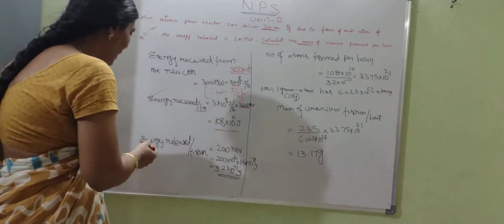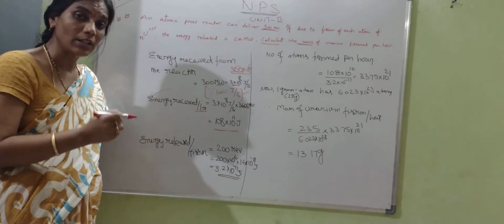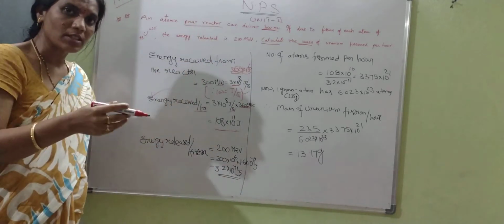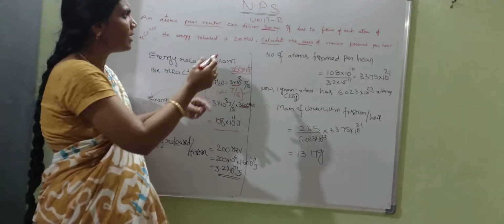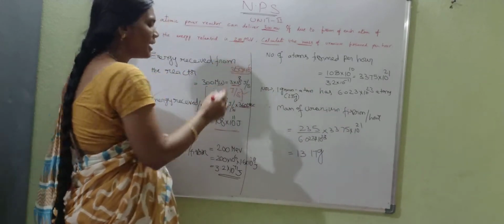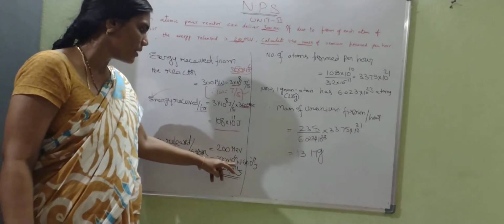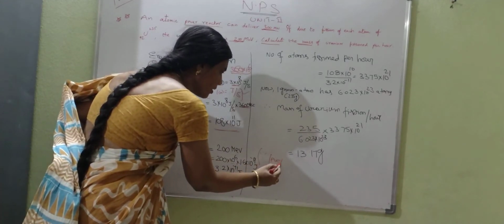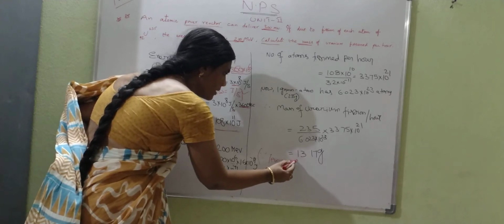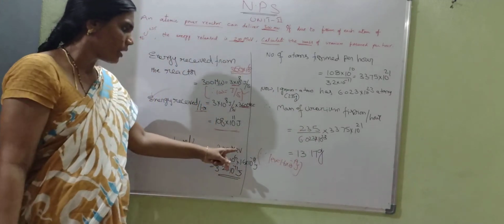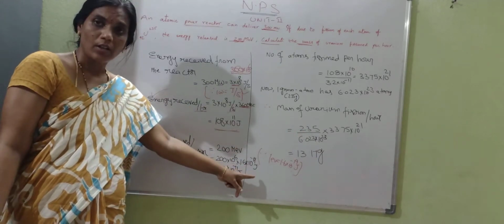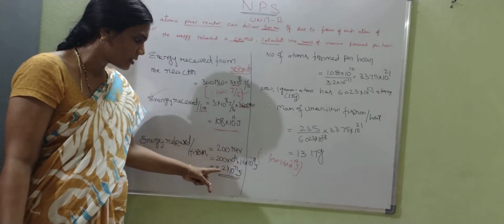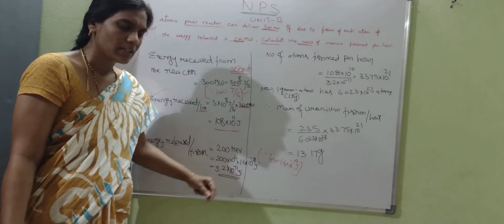Now, energy released for fission. During the fission process in the reactor, how much energy is released? Already given, that is 200 million electron volts. 200 into million is 10 power 6. But we know 1 electron volt equals how much? 1.6 into 10 power minus 19 joules. So now convert electron volt into joule. Use calculator: 200 into 1.6, that is 3.2 into 10 power minus 9 joules.